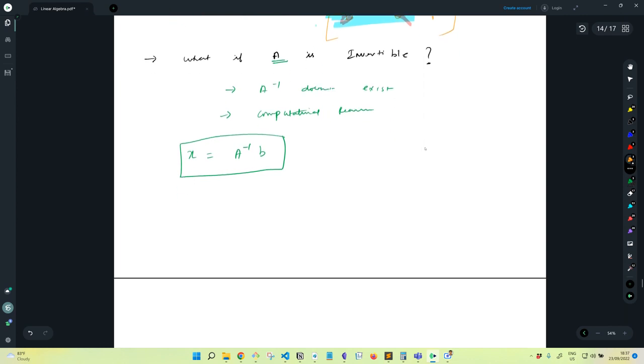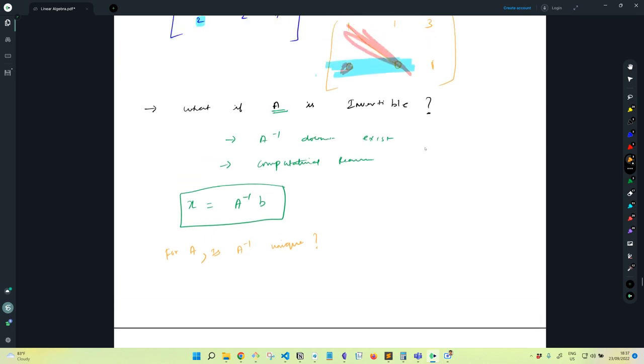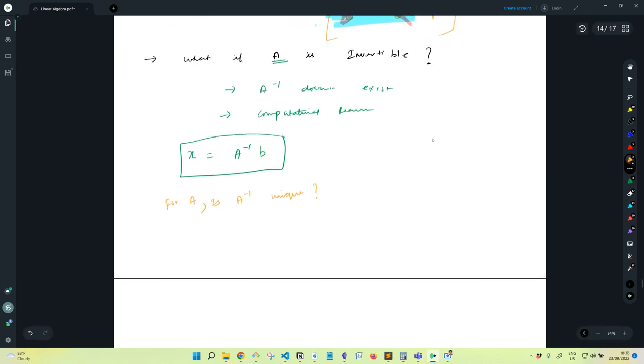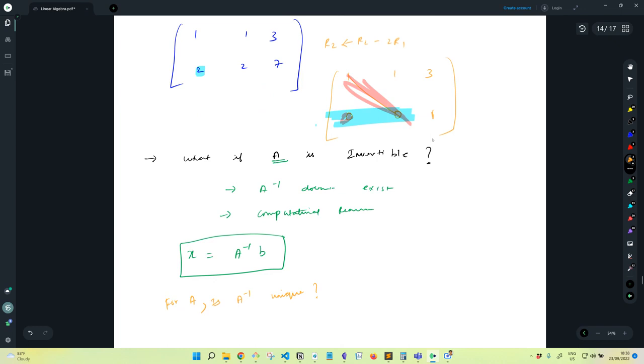So now x is A inverse B. Let me ask you a question. Given a matrix A, is A inverse unique? Yes, it is unique. Before that, I'd like to tell you one concept. We saw that if any row becomes all zeros, then A is not invertible, and the converse is also true.